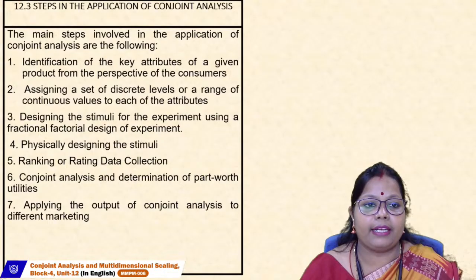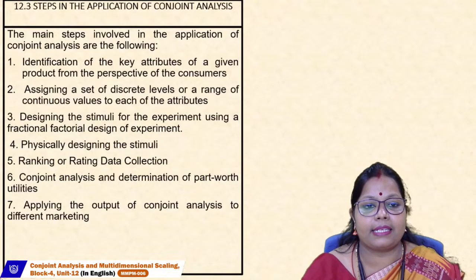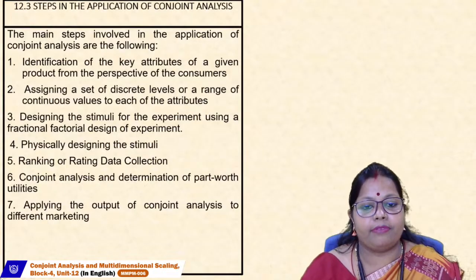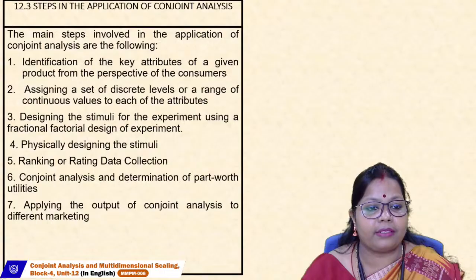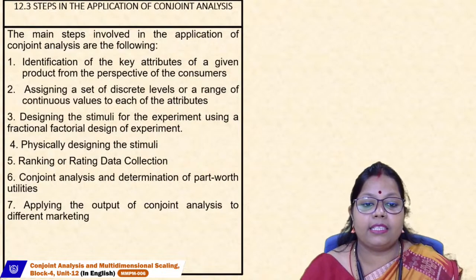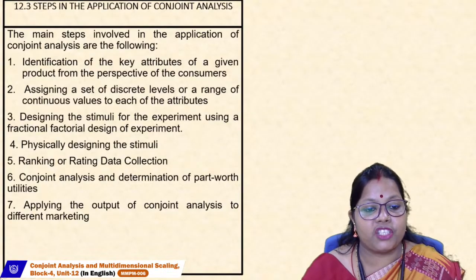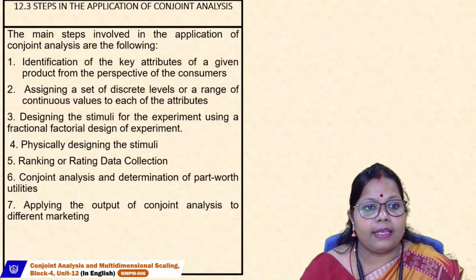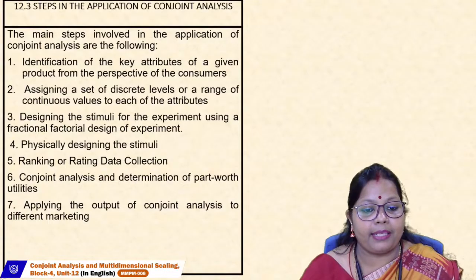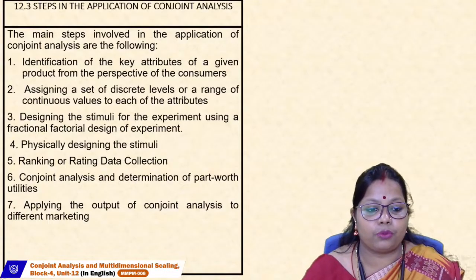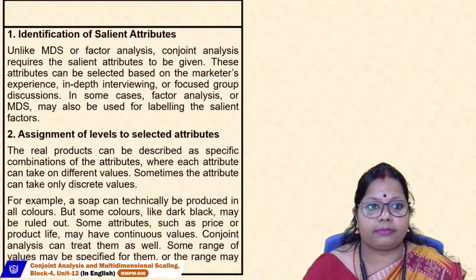So after identification of the key attributes, we assign a set of discrete levels or a range of continuous values to each of the attributes. Then we design the stimuli for the experiment using a fractional factorial design of experiment. Then physically designing the stimuli, then ranking or rating the data collection. Then we go for the conjoint analysis and the determination of part-worth utilities. At the end, the last application is applying the output of conjoint analysis to different marketing areas.